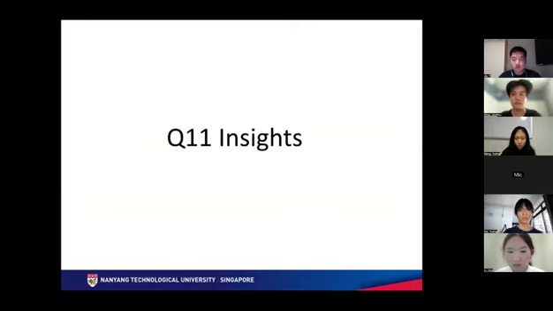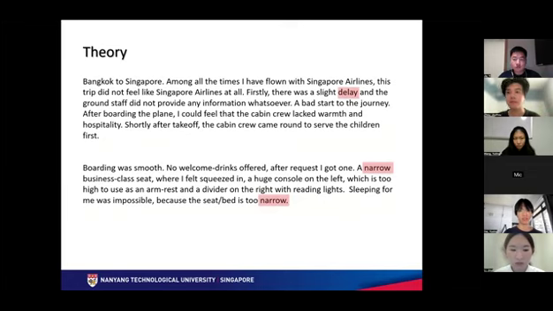Okay, I will talk about the insights of question 11. Next page. In question 11, we need to answer a question: what are the common complaints? So let's first see some examples of the complaints. You can see in the comments there are several words that can indicate a certain type of complaint. Like in the first paragraph, the delay means the flight is delayed, and in the second one, narrow means the seat is narrow.